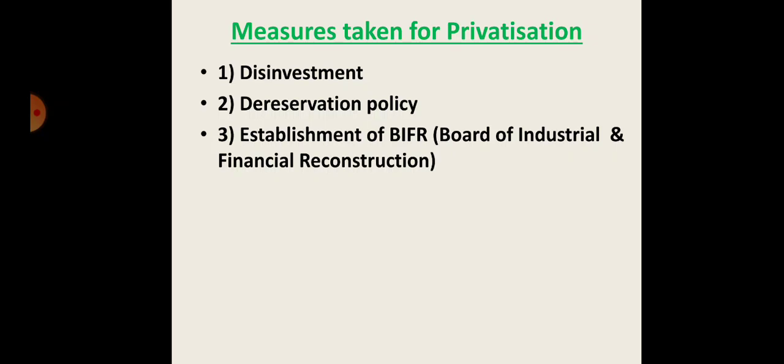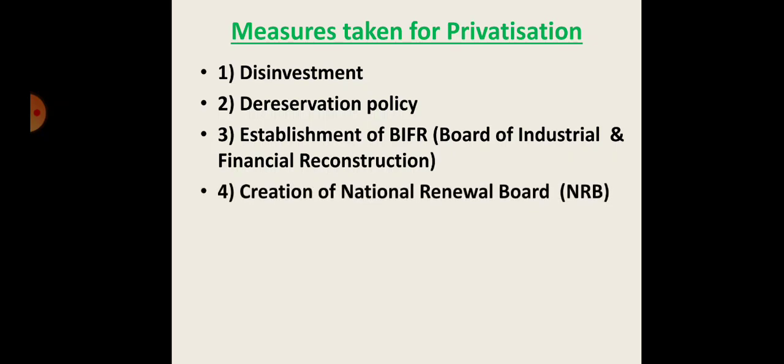Then the next point is the establishment of BIFR, the Board of Industrial and Financial Reconstruction. The new economic policy set up the Board of Industrial and Financial Reconstruction to take decisions regarding sick public sector units. The board first studies the possibility of revival of a sick unit. If not, then they are allowed to wind up or privatize. That is called the establishment of the BIFR.